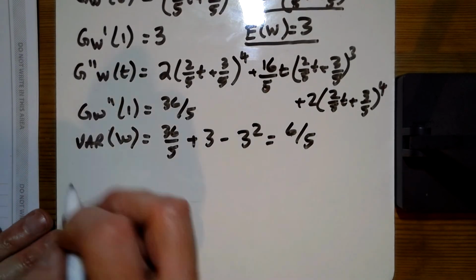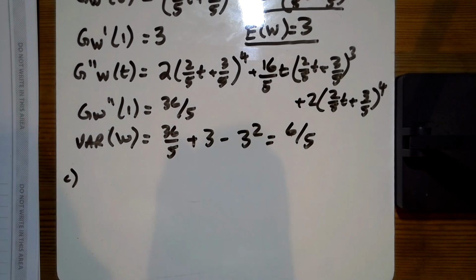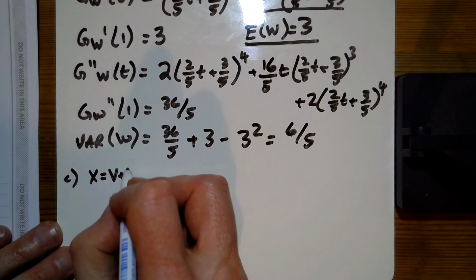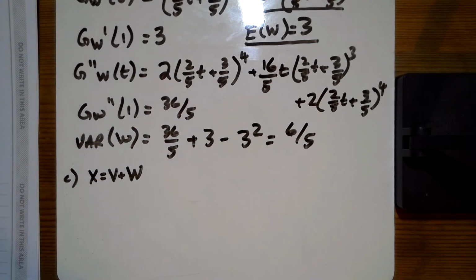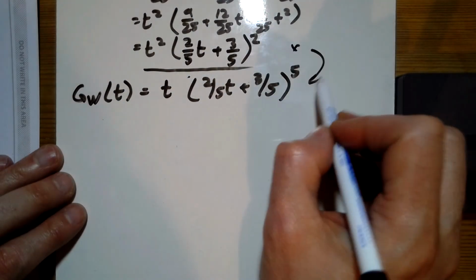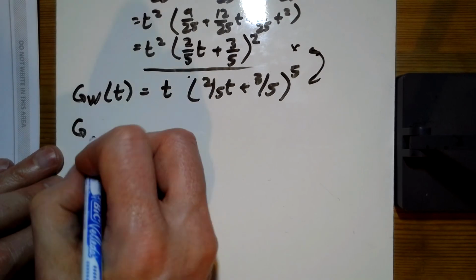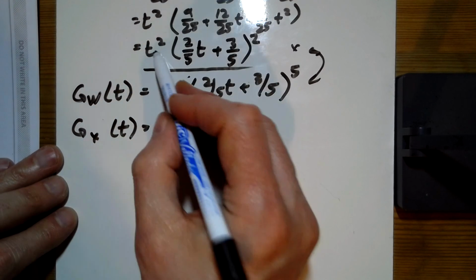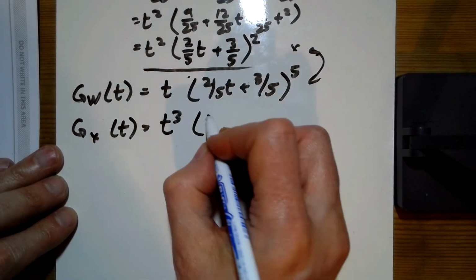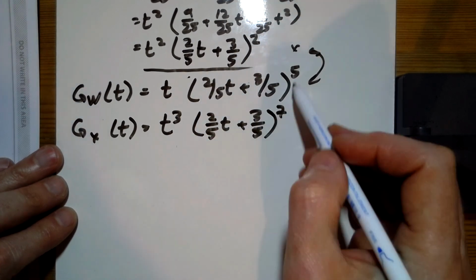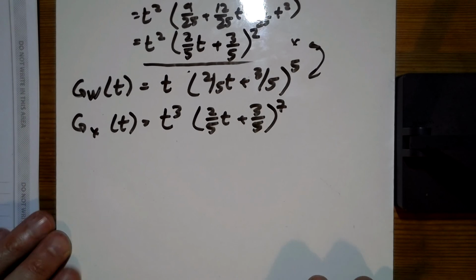Now, going on, part C, I don't know if I've got room to do all this. This is quite nice. We're going to go for X is equal to V plus W. So that means timesing these two things together. I think I'm going to need some more room. Yeah, so really all I'm going to be doing is timesing these two things here together. So the generating function for X is going to be t cubed times by 2/5 t plus 3/5 all to the power of 7, because we're timesing those two bits together. So there's that one, 2 marks for that.